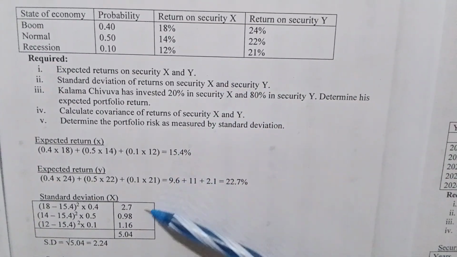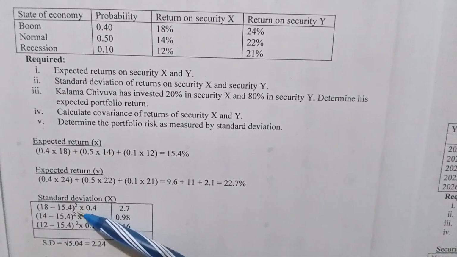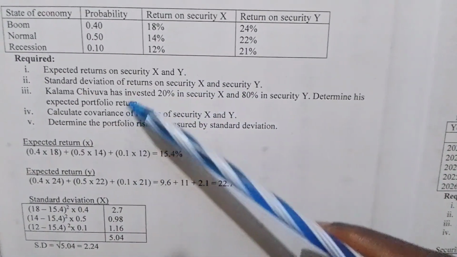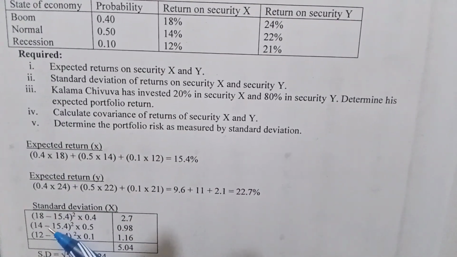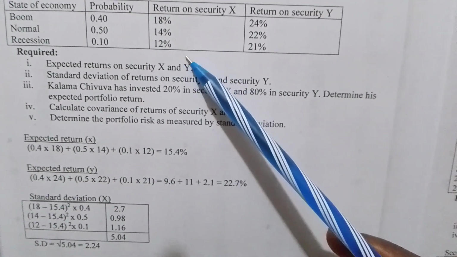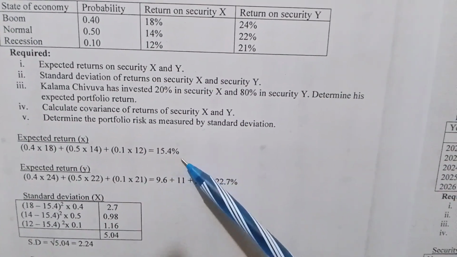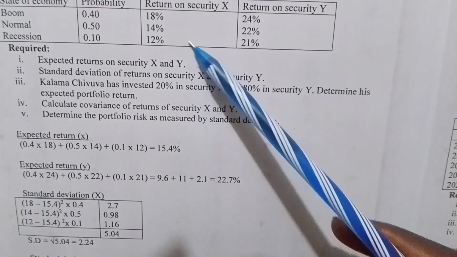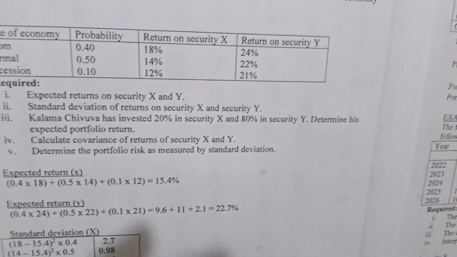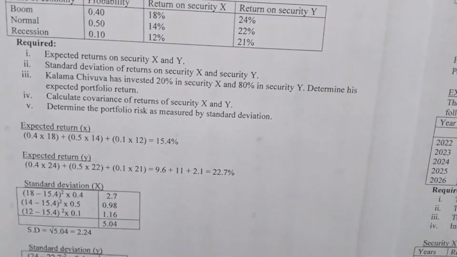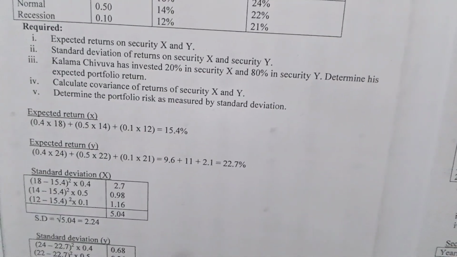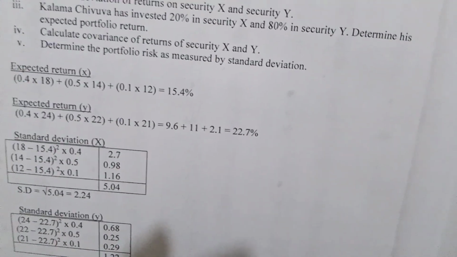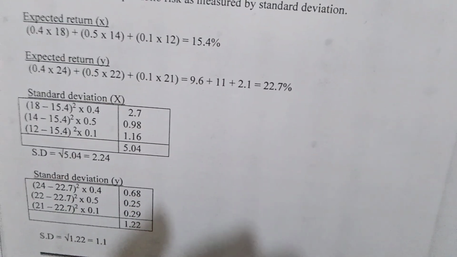For the standard deviation, you are taking the return on these securities and you subtract the expected return which you have calculated, and then you multiply by the probability. For X it is 18 minus 15.4, then you square, you multiply by 0.4, then 14 minus 15.4, you square, then you multiply by 0.5, and then 12 minus 15.4, you square, multiply by 0.1, and then you sum up these numbers, you get 5.04, and then the square root of 5.04 will give you standard deviation of 2.24.